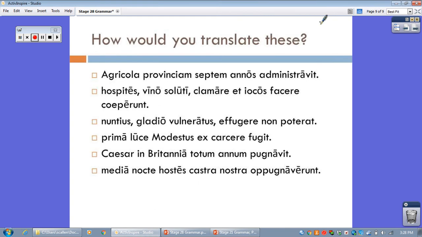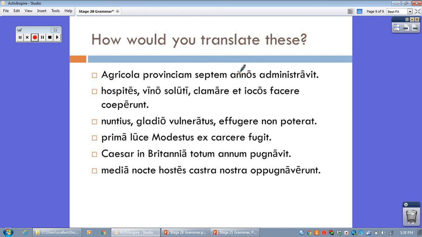Look at this first one. Agricola provinciam septem annos administravit. Well, if I'm looking at this sentence, I see that Agricola managed the province, and then I see a time word here, annos. I notice, though, it's in the accusative case, because the accusative plural goes as, os, es. So this is going to tell me how long, duration of time, he administered the province, for 7 years.